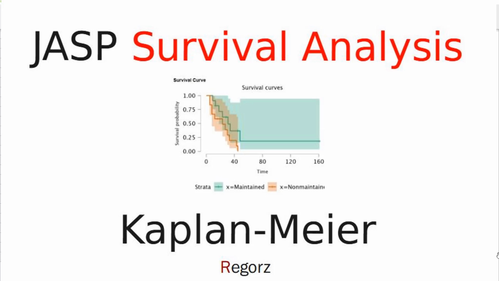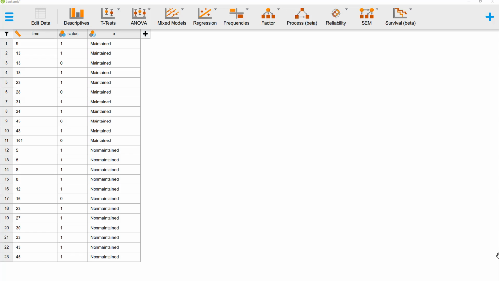In this video I show you how to run a simple survival analysis with JASP. Here we have our data set. We have time to event, here it's leukemia patients, and the event we are interested in, unfortunately, is death, so how many months until the patients die.